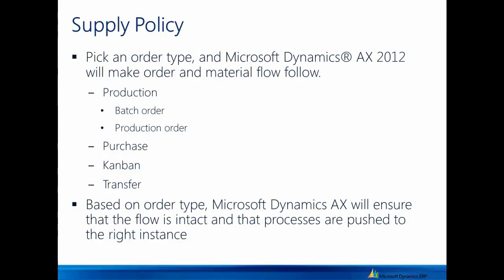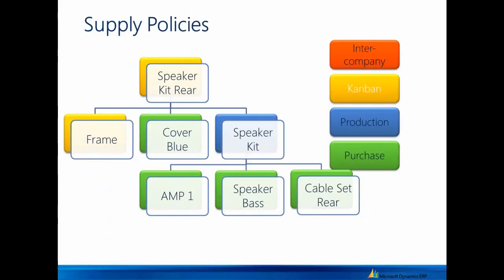So based on the order type, Microsoft Dynamics AX 2012 will ensure that the material flow is intact and the processes are pushed to the right instance. It's up to you to pick how you want this given product on this given dimension, being site, warehouse, legal entity, actually to be supplied, and then we make sure that the flow follows.